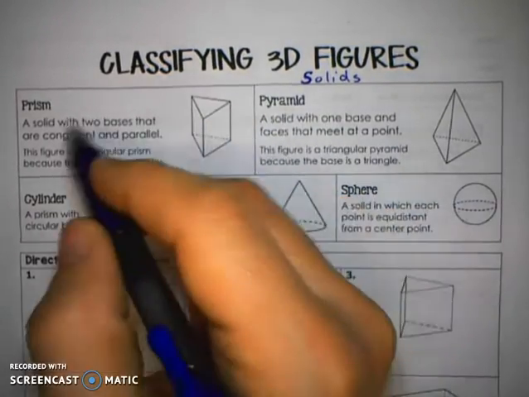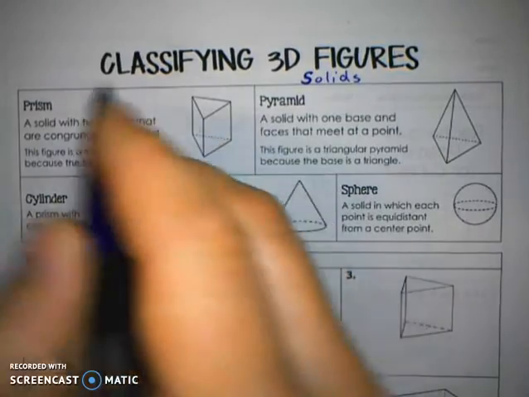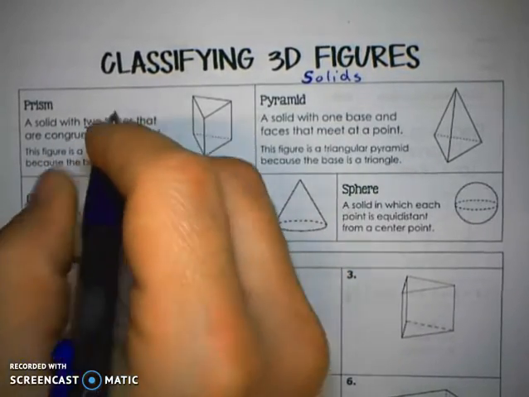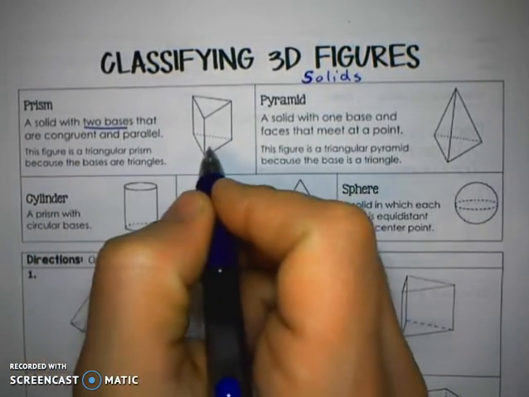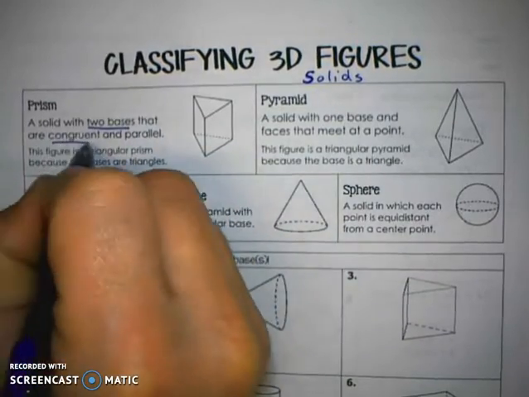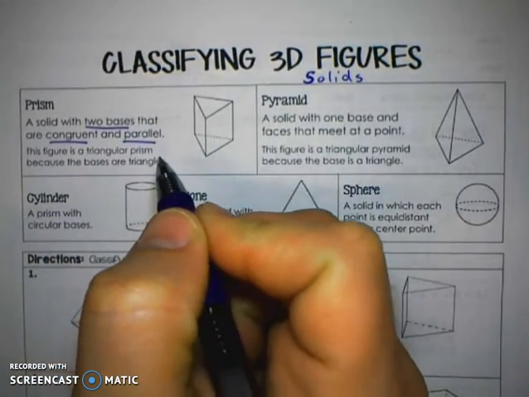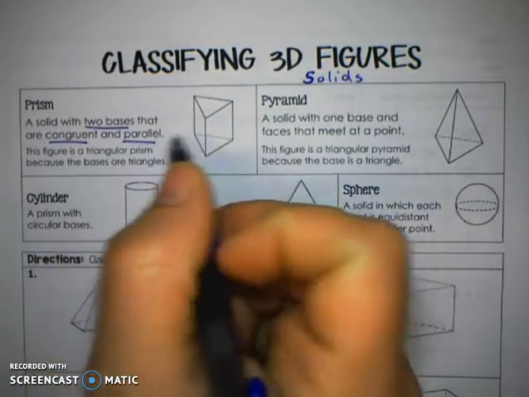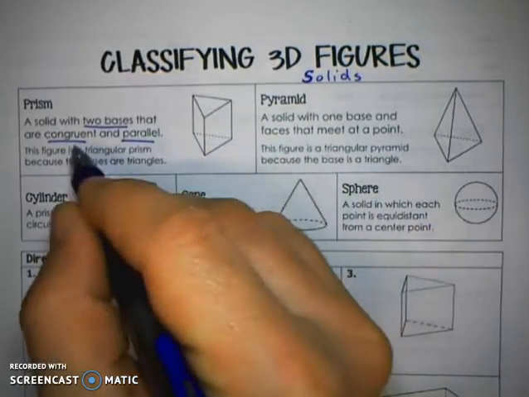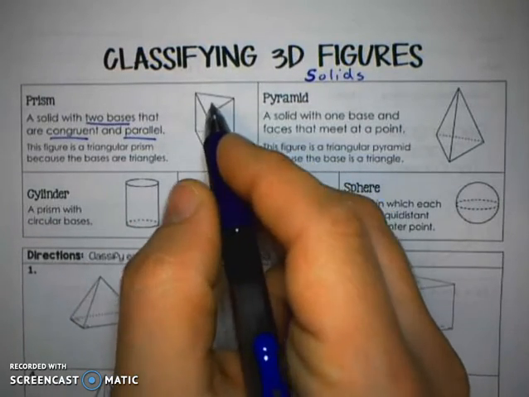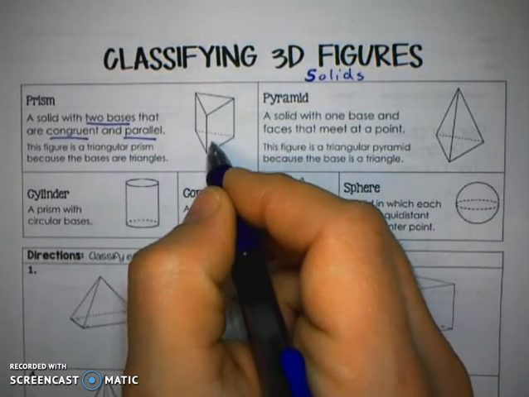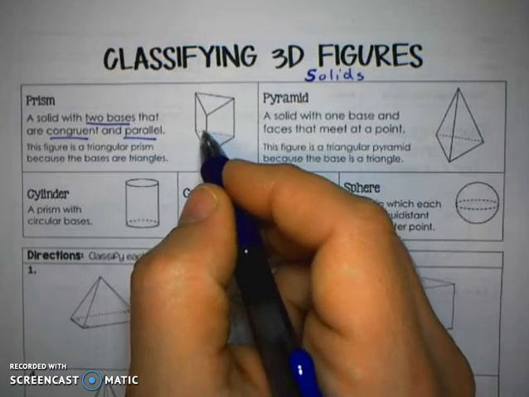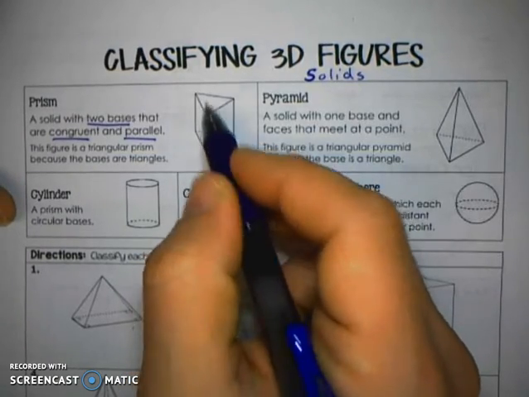A prism is a solid with 2 bases, that's very important, that are congruent and parallel. The bases have to be congruent and parallel for this to be considered a prism. All right? And in any prism, the bases are always the shapes that are congruent and parallel. That makes the bases these triangles in this case. And that is not always the case. It's not always the top and the bottom.